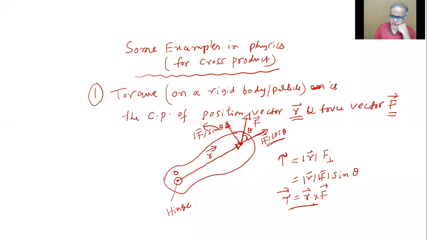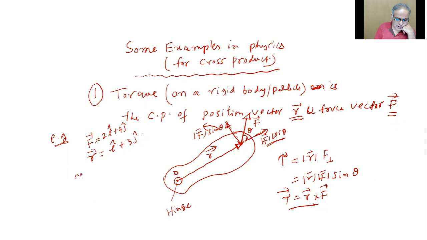Now, to illustrate the meaning of it, the force vector may be given as 2i plus 4j. Maybe this is the x-axis, this is the y-axis, for example. And the r vector may be given, depending on the angle it makes with the x-axis, as some i bar plus 3j bar.